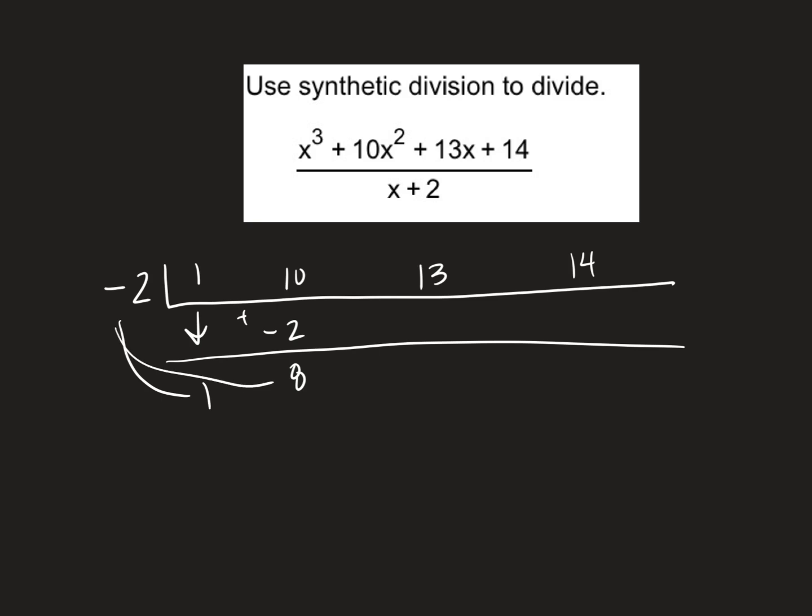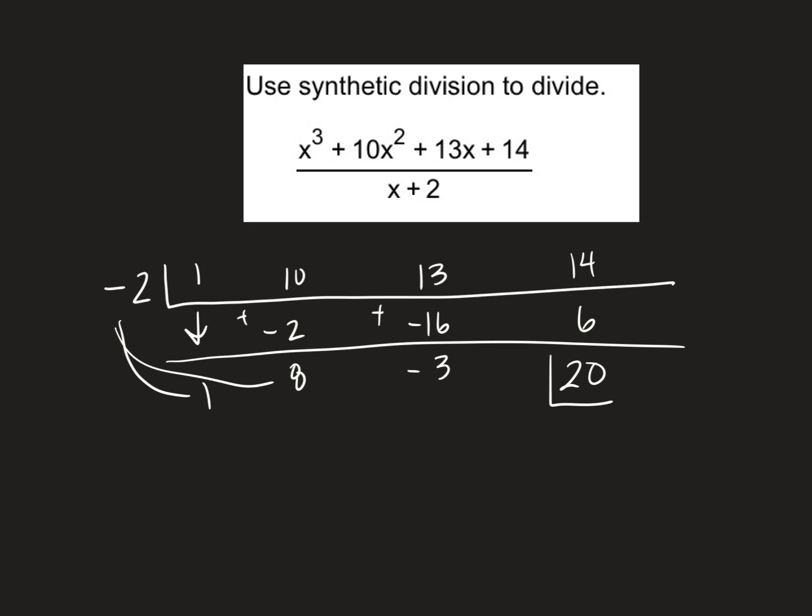-2 times 8 is -16. When I add these together, I get -3. -2 times -3 is +6, so I end up with a remainder of 20. I'm double checking my work here because I'm thinking maybe I shouldn't have gotten a remainder.